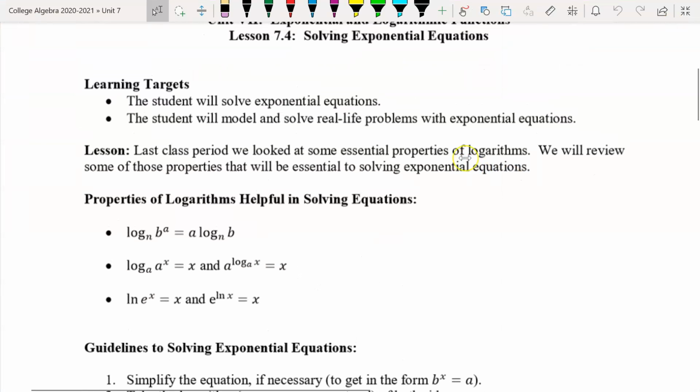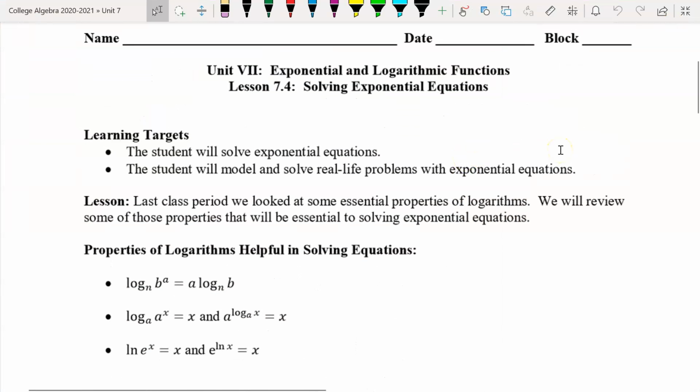Alright guys, so today is 7.4, solving exponential equations. Just so you guys know, the assignment is going to be a Hawks assignment. It'll be 5.1, but this is also what you did in 7.1. So it's going to combine 7.1, the graphs, and it's also going to combine what we're doing today.